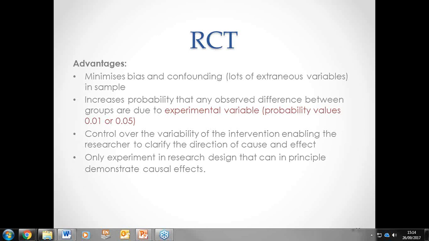But we have to ensure that it is the drug and the drug alone that is causing the positive effect. And only experiments in research design can, in principle, demonstrate causal effect. So if I wanted to say that drug A is a better painkiller than paracetamol, I would have to establish that clear cause and effect link.